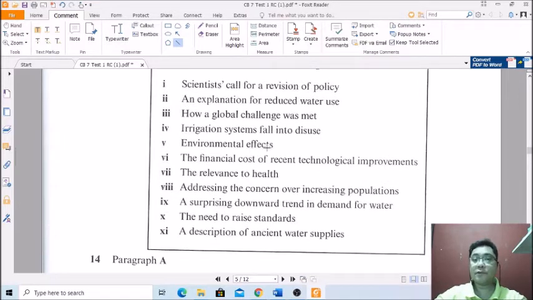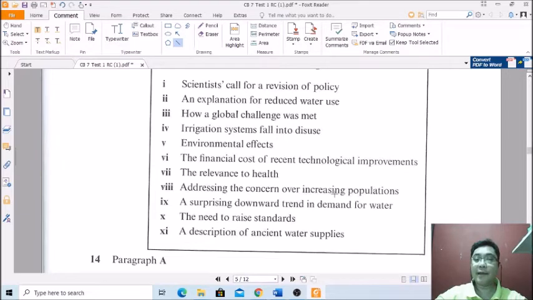Environmental effects, we don't talk about that. Financial costs of recent technological improvements, we don't talk about that as well. The relevance to health, no, we don't. Addressing the concern over increasing population, no, we don't. A surprising downward trend in demand for water, we also do not talk about that. The need for raised standards, no.